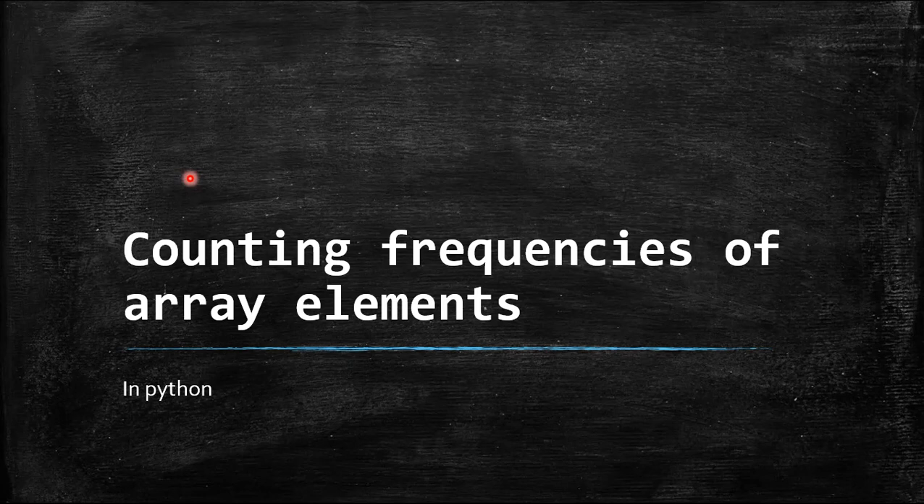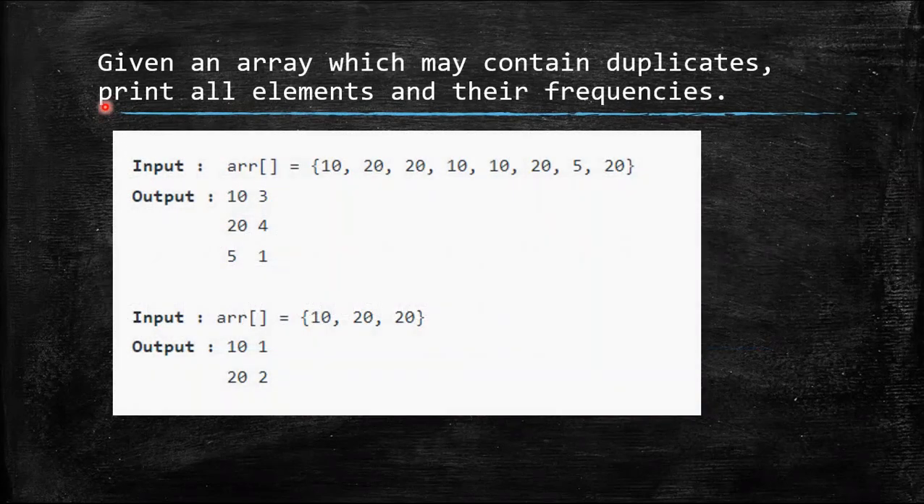Today's topic is counting frequencies of array elements. Okay, so let's see what the problem statement says. It says, given an array which may contain duplicates, print all the elements and their frequencies. It's pretty simple to understand. You are given an array, and in that array you will have duplicate elements, and you just have to count how many duplicates there are, or what is the frequency of that element.